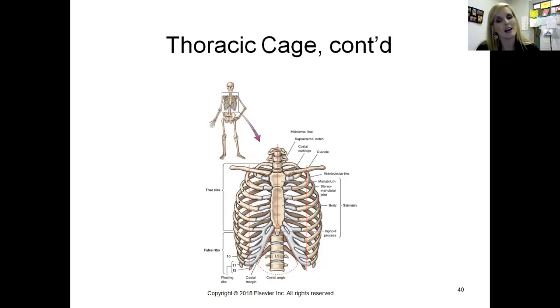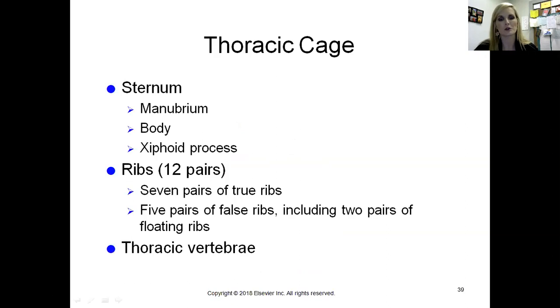And then the last 2 are also considered false, but the last 2 by themselves are considered what's called floating because they connect to the thoracic vertebrae, but they do not come around to the front at all. So they're not even trying to connect to the sternum. They would be classified as false, but looking at those 2 on their own, they're called floating. So that previous picture says again, the 7 pairs of true ribs, we have 5 pairs of false ribs, including those 2 pairs of floating. And then our thoracic vertebrae are included in that thoracic cage.